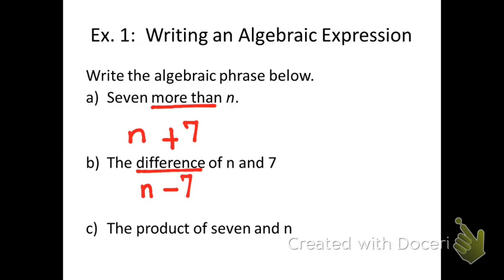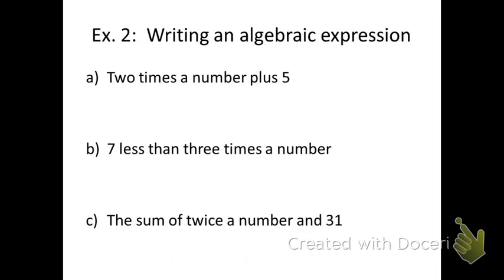For letter C, we find the word product here. Product means to multiply, and I like using this little multiply sign. And we look at what's being multiplied first. It says 7, so I multiply 7 and n, which is our variable. 7 times n is what it's trying to say, but we want to simplify that, so 7n is your final answer for this example. Continuing on example 2, writing an algebraic expression.